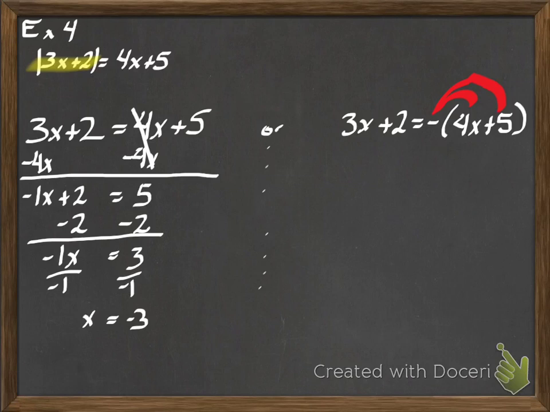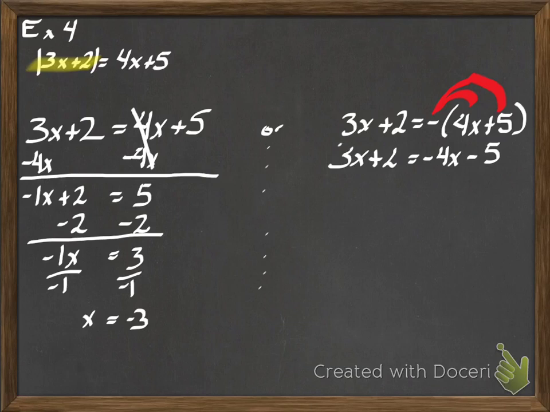So I end up with a 3x plus 2 is equal to a negative times a positive 4x is a negative 4x, and negative times a positive 5 is a negative 5, and plus a negative gives me a minus.